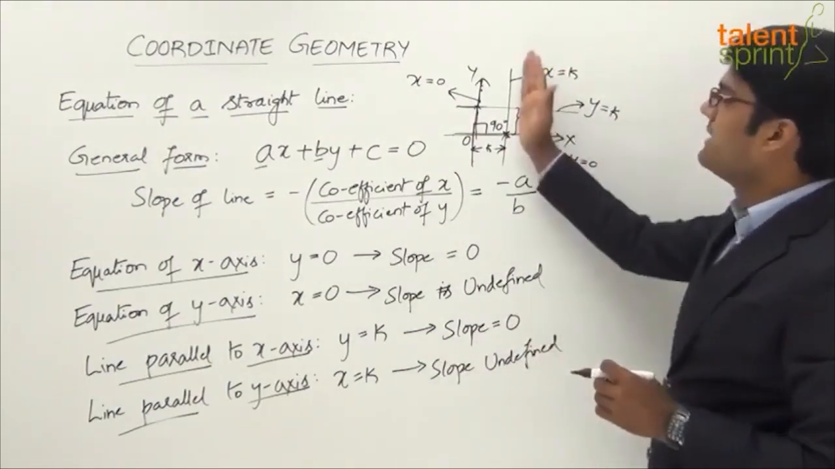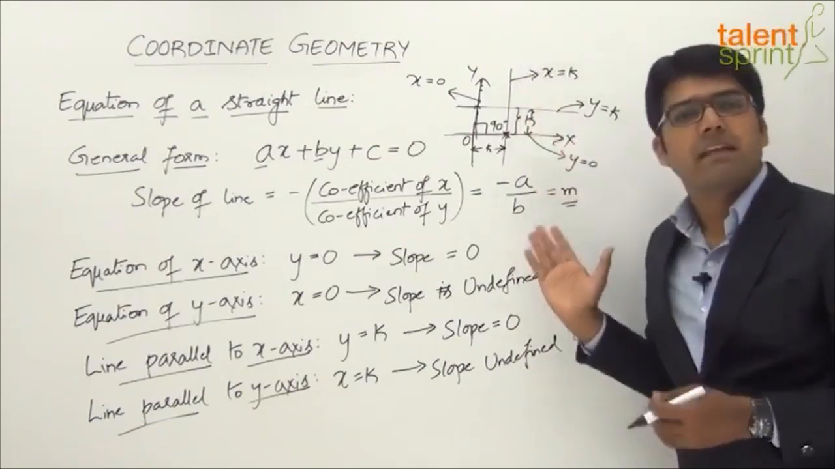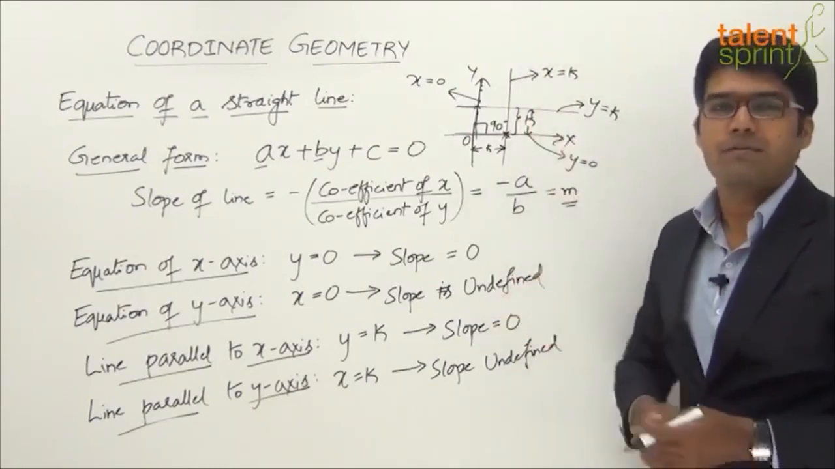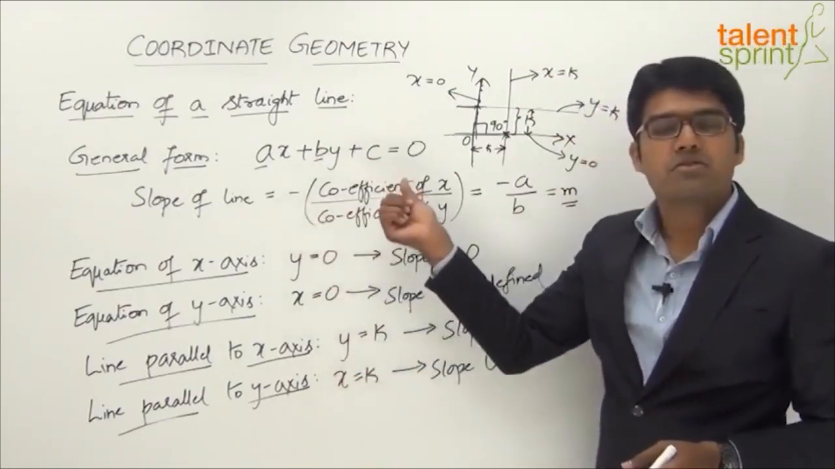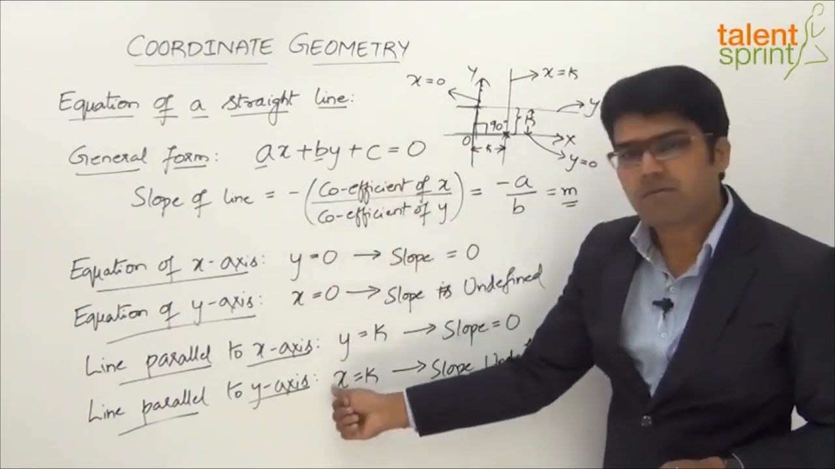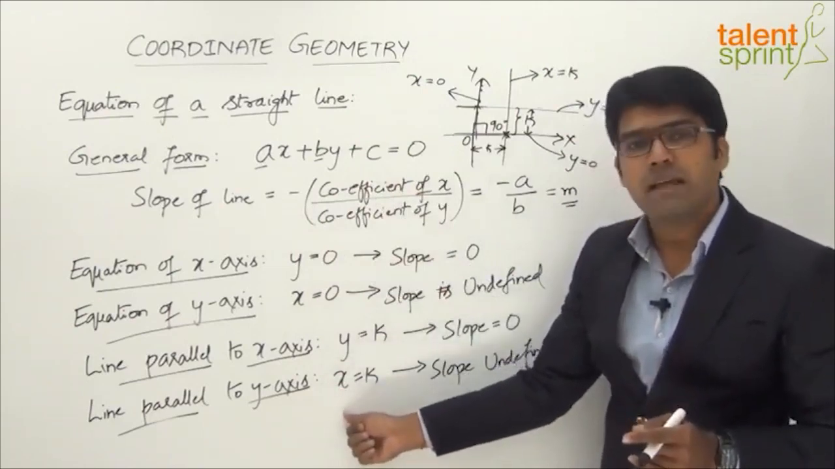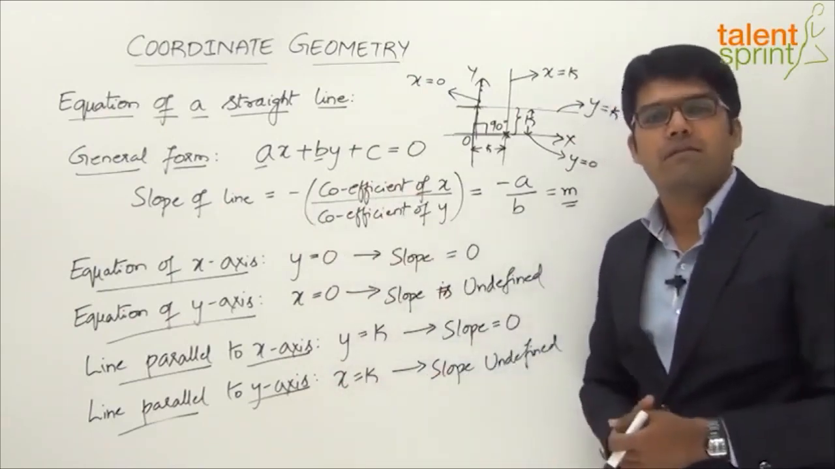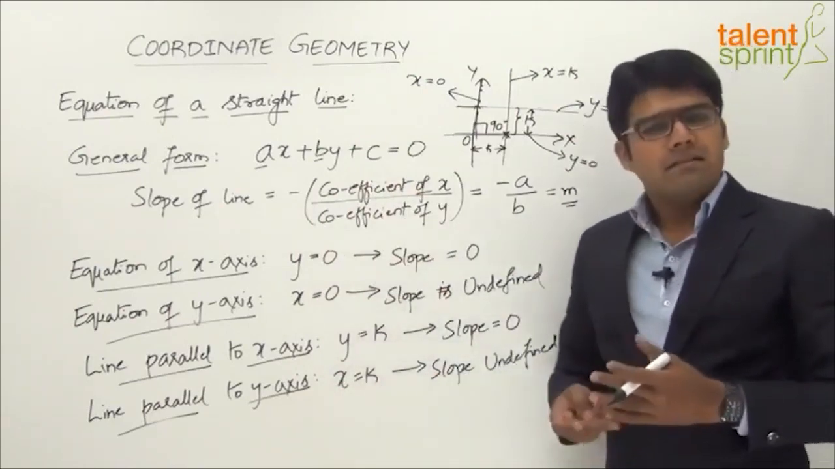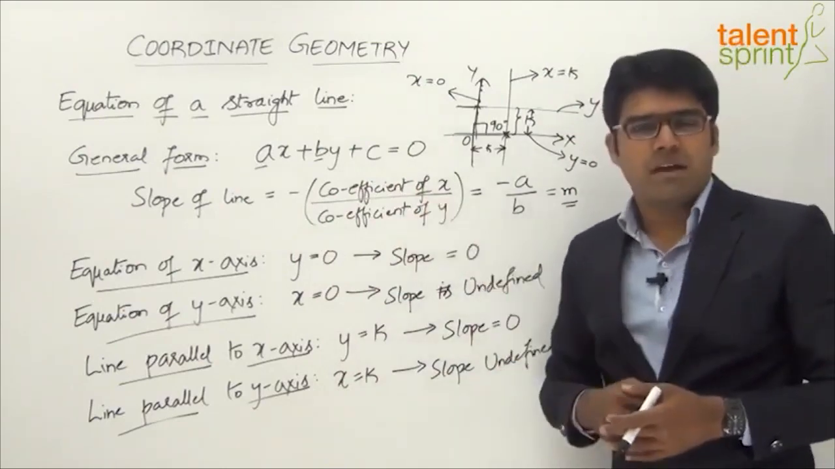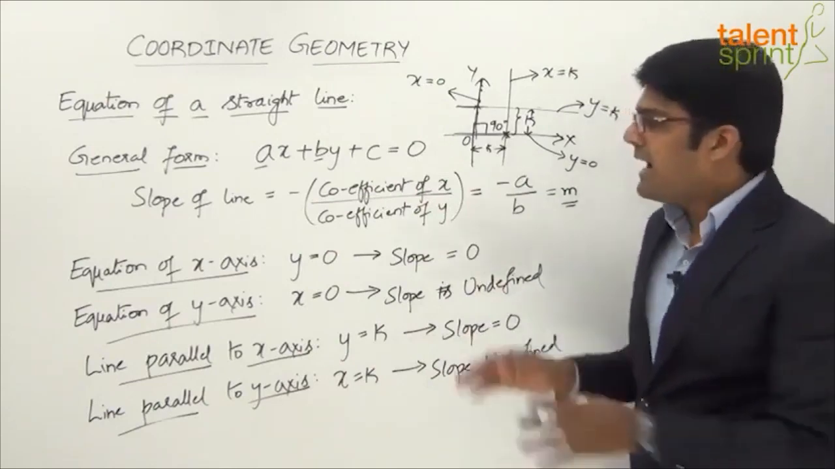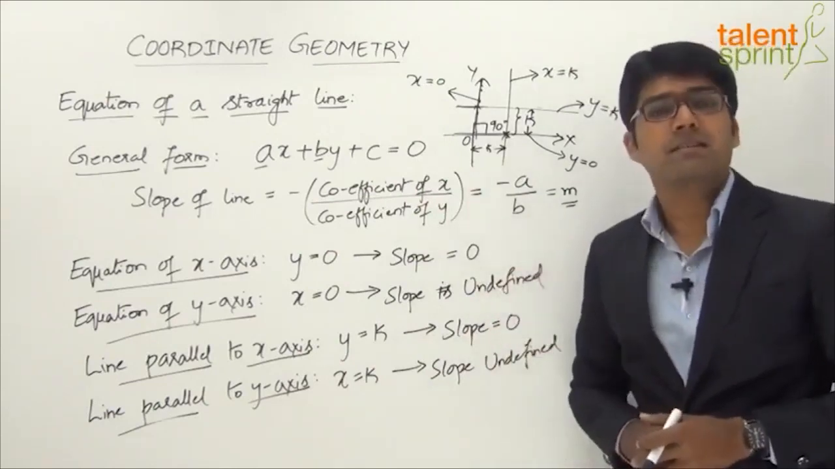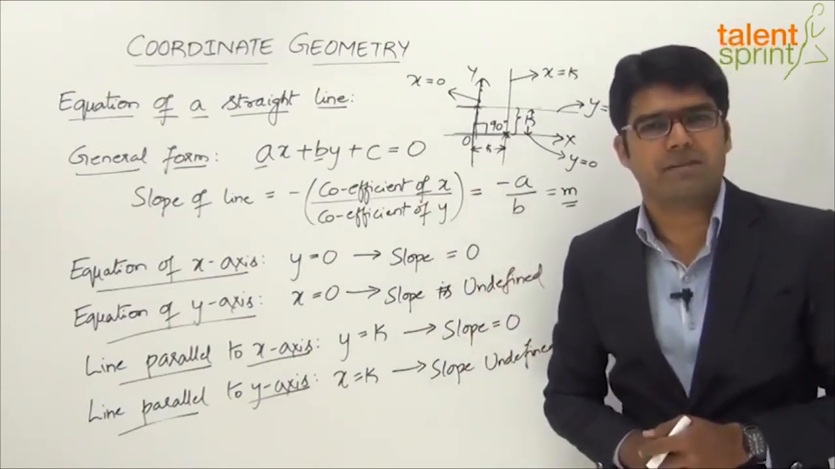Why? This line is making an angle of 90 degrees with x-axis, tan 90. Undefined, right? Or simply we know that the slope of a line is minus coefficient of x by coefficient of y. What is the coefficient of x? 1. Coefficient of y? 0. 1 by 0, undefined. So simply go by either the formula, which is minus of coefficient of x by coefficient of y, or tan theta, and these represent the general form of equation of a straight line.